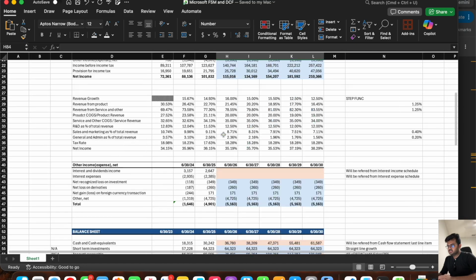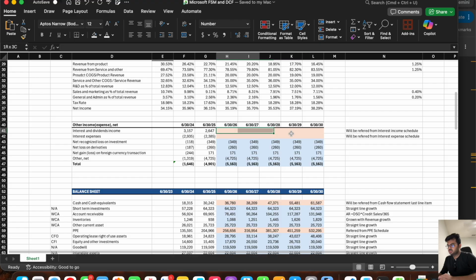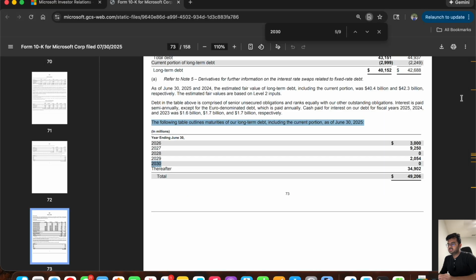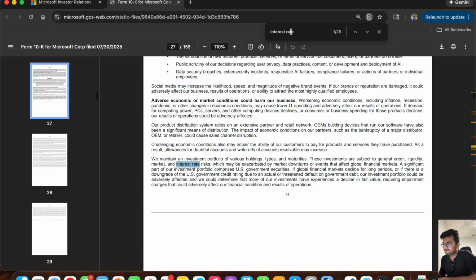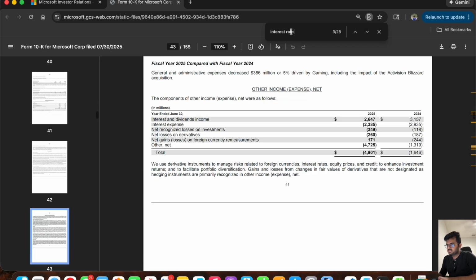But before this, I just realized one thing. We have these two line items, which are interest and dividend income, and interest expense. We need to capture what is going to be this number. So for this, first let's go back to the 10K and figure out whether they have mentioned anything about interest rate. I'll just type in this word.